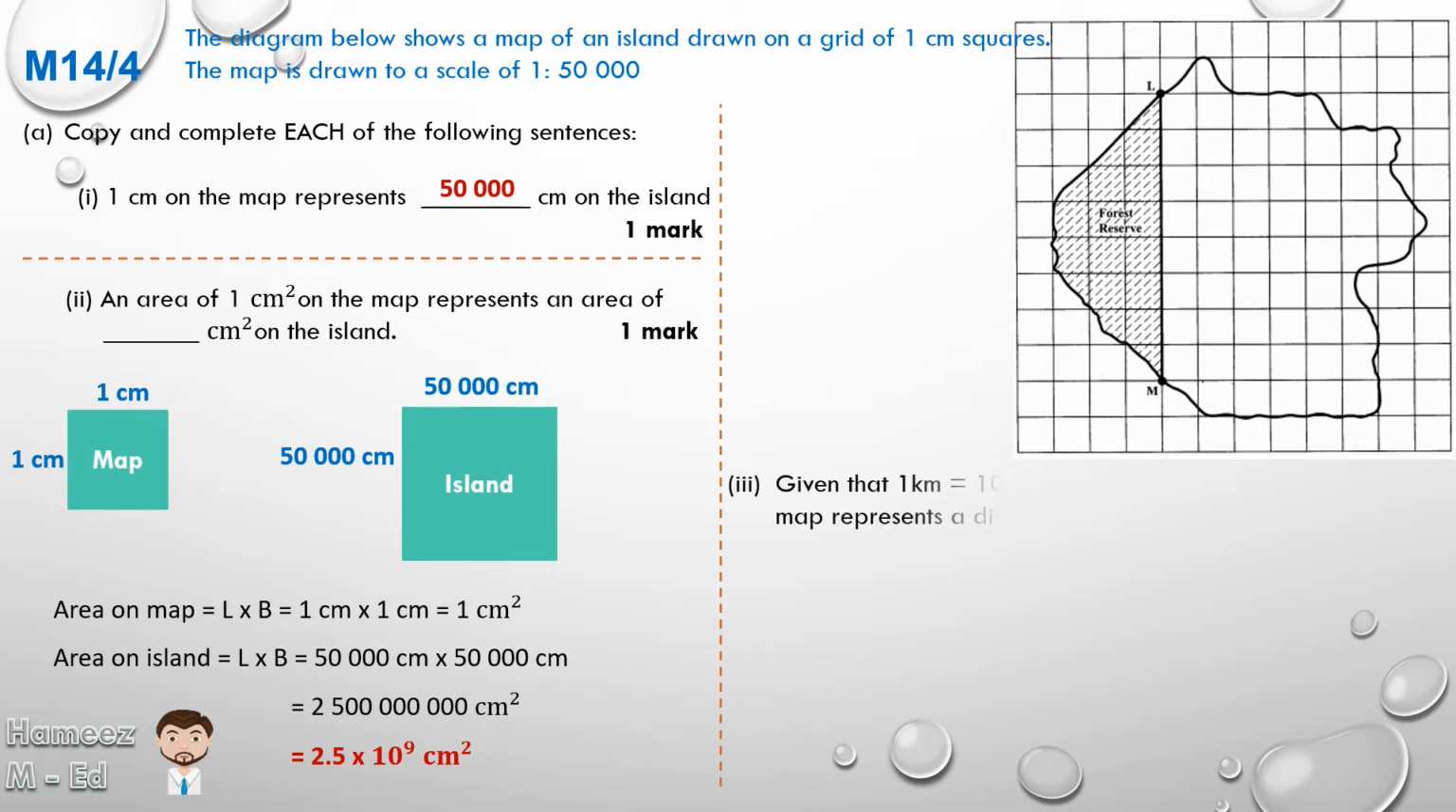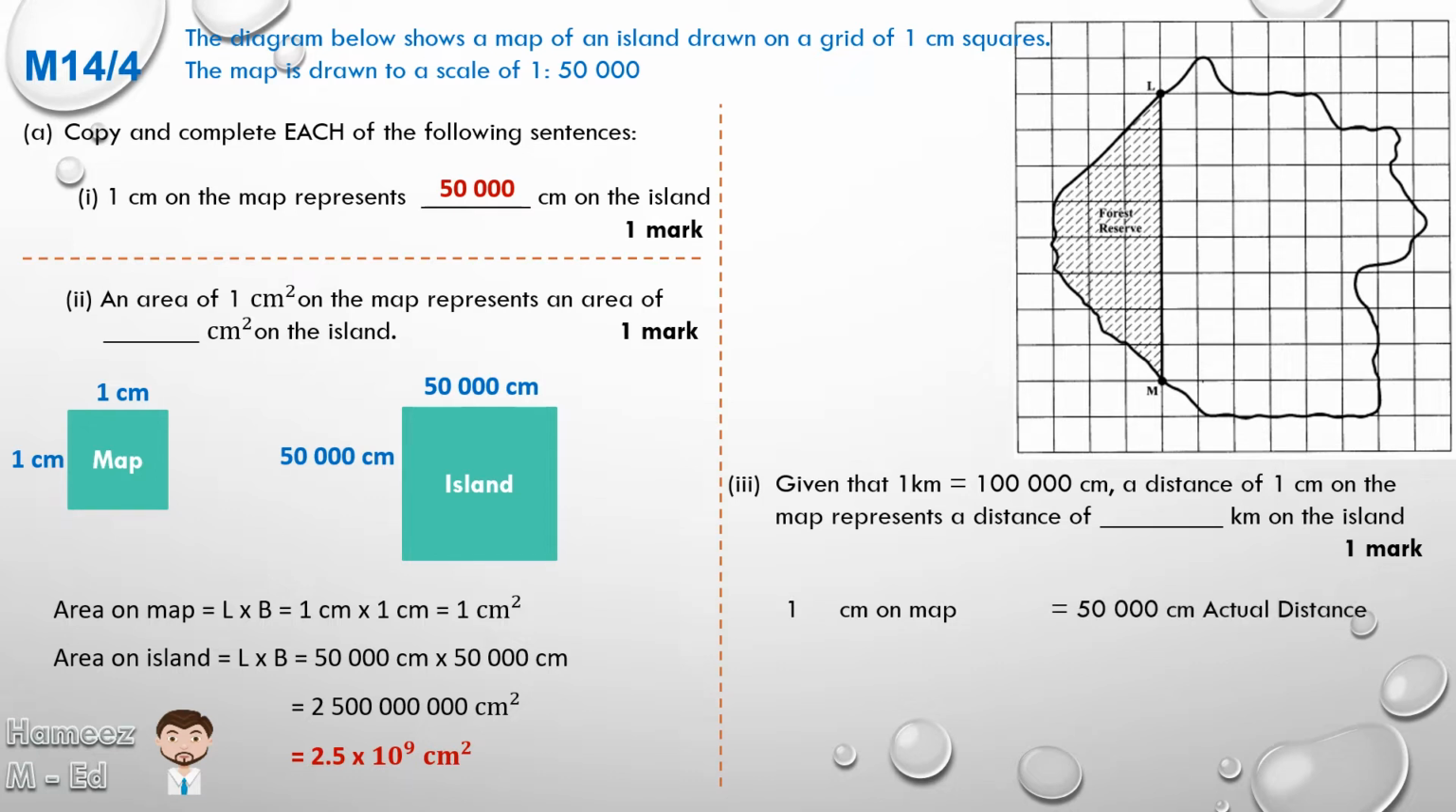And part 3. Given that 1 kilometer is equal to 100,000 centimeters, a distance of 1 cm on the map represents a distance of how many kilometers on the island? From part 1, 1 cm on the map is equal to 50,000 cm in actual distance on the island. And since we know that 1 kilometer is equal to 100,000 cm, if we are converting centimeters to kilometers, we can rewrite 1 cm on the map as 50,000 divided by 100,000 kilometers as the actual distance.